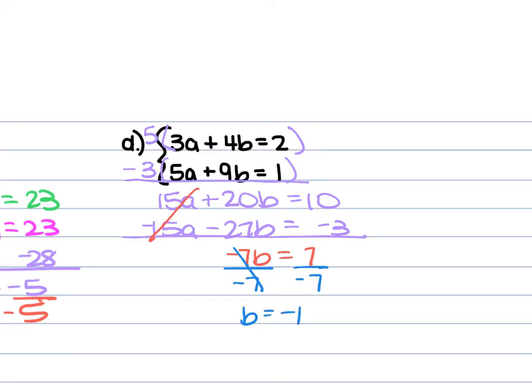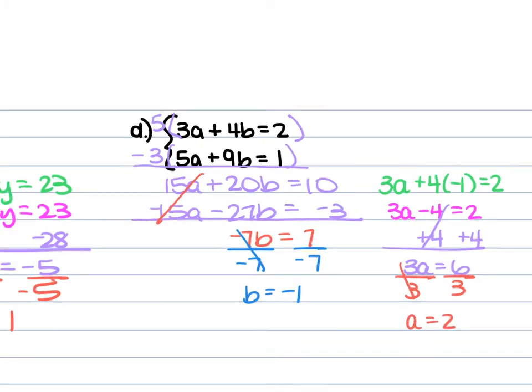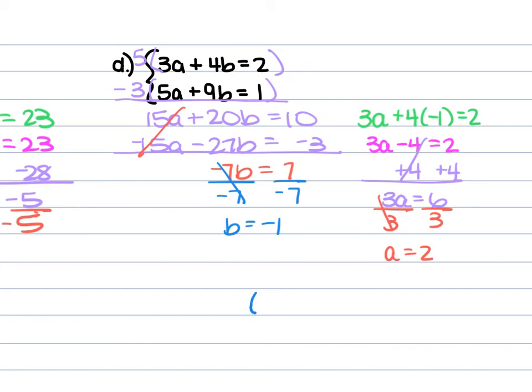Choose one of the equations to plug into. I'm going to use the top. So we're going to have 3a plus 4 times negative 1 is equal to 2. We have 3a minus 4 is equal to 2. I add that 4 to both sides, and we get that 3a is equal to 6. We divide each side by 3, and we have that a is equal to 2. So again, remember, alphabetical order with these ordered pairs, our solution is going to be 2, negative 1.